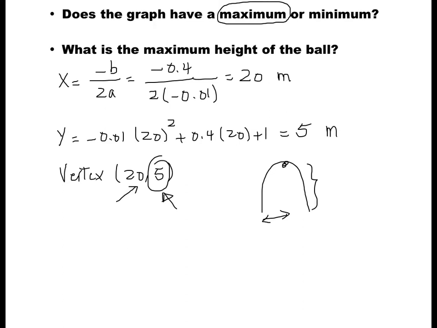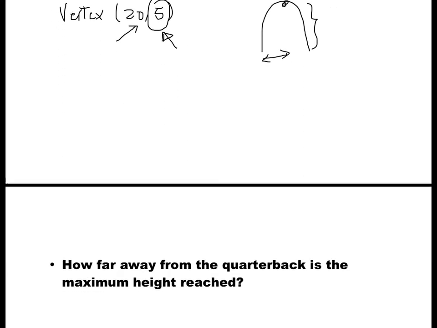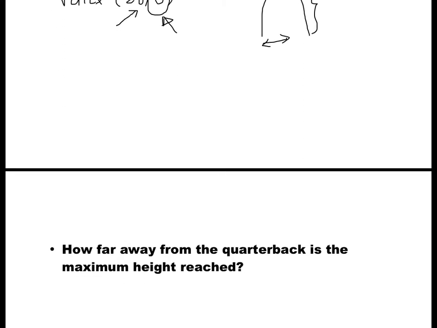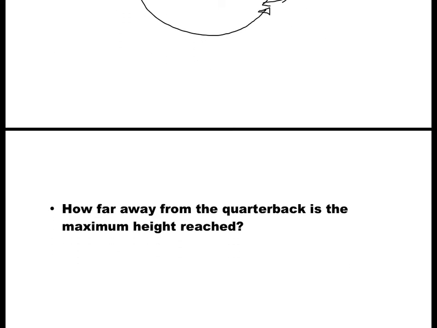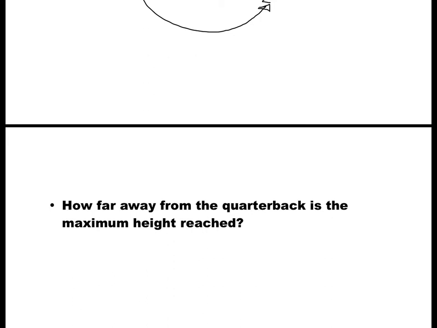Now let's do the next question. The next question says, how far away from the quarterback is the maximum height reached? If you look here, we said that the x-coordinate of the vertex represents the distance from the quarterback to the maximum height. So the answer to this part of the question is 20 meters.